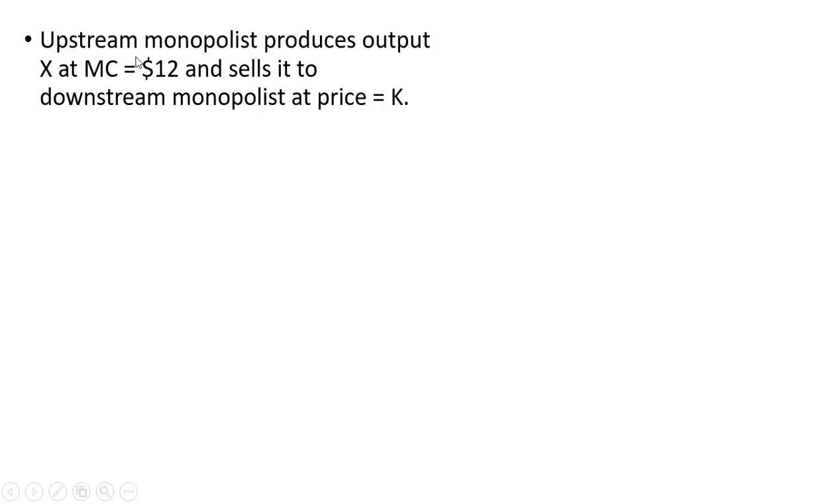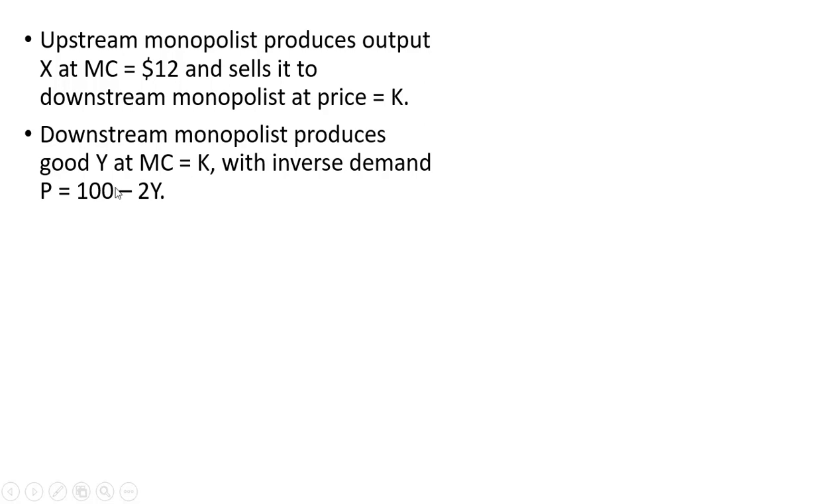So to sum up, the upstream monopolist produces output X at a constant marginal cost of $12 and sells it to a downstream monopolist at a price equal to K. The downstream monopolist produces good Y using this input X at a marginal cost equal to K, basically the price that the upstream monopolist sells this input to the downstream monopolist. The downstream monopolist sells this good to consumers, and the inverse demand is price equals 100 minus 2Y.